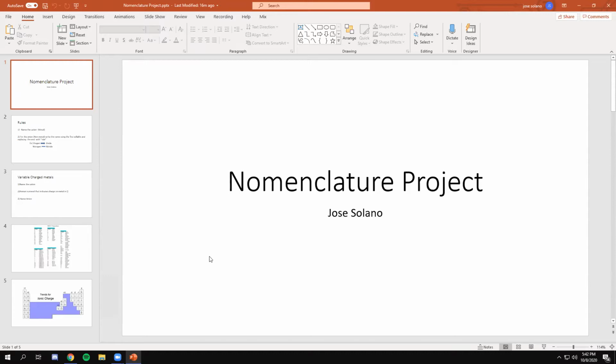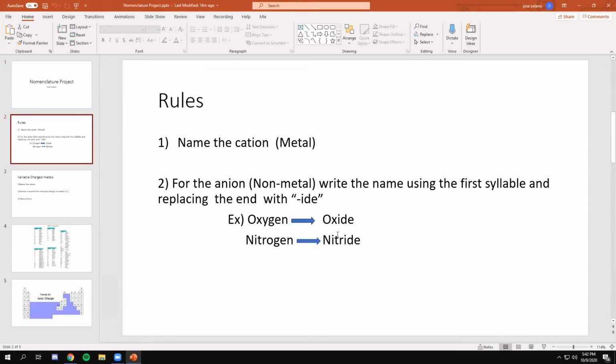Okay, so I'm going to be showing nomenclature. For the first part, I'm going to be showing you how to name ionic compounds. As for the rules, the first rule is to name the cation, or the metal. Then second, we're going to name the anion, which is the nonmetal, and we're going to write the first syllable replacing the ending with IDE. For example, oxygen would be oxide, and nitrogen would be nitride.